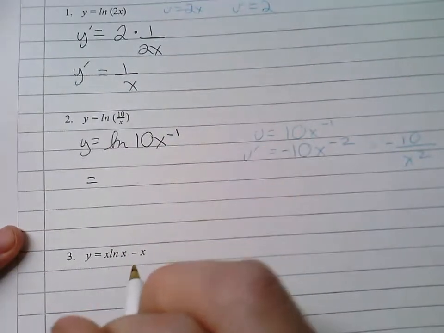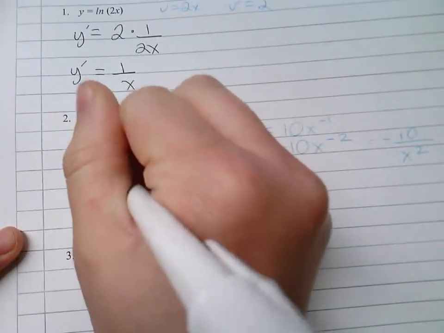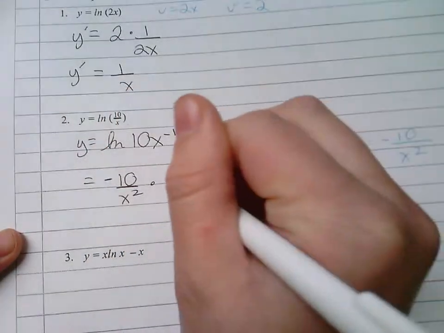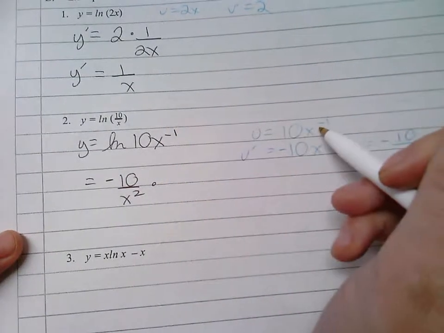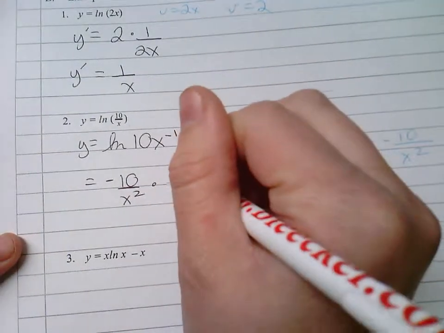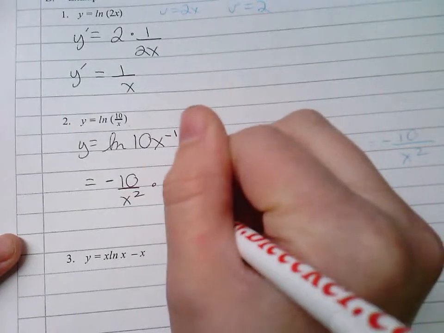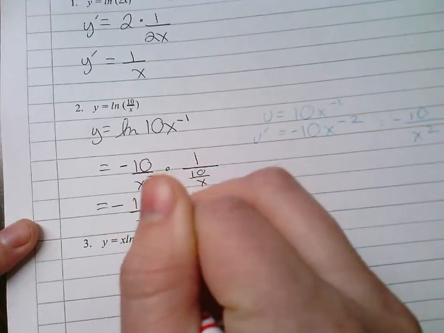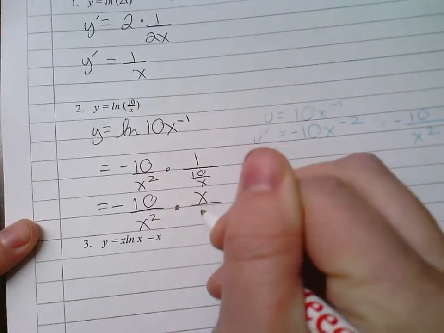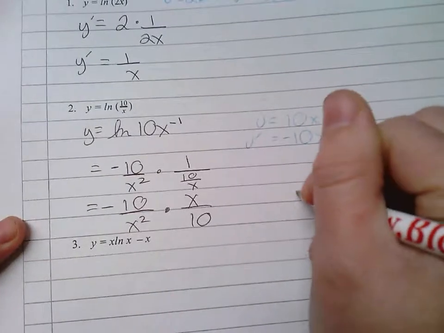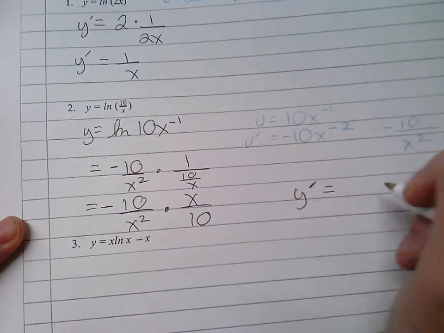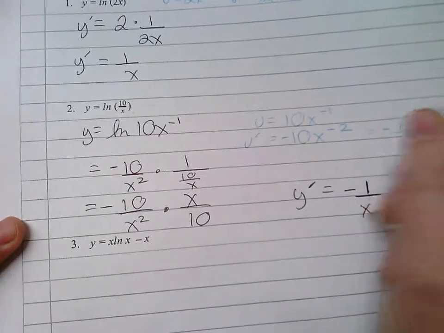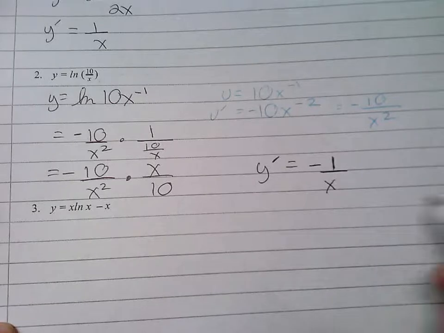So u prime is negative 10 over x squared times 1 over u, where u is 10x to the negative 1. So 1 over 10 over x, which is going to be negative 10 over x squared times x over 10. So your y prime is going to be negative 1 over x. That's your derivative of that function.